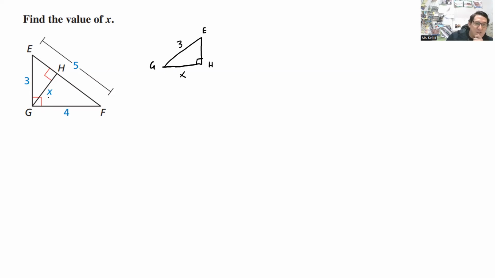The other one, let's see, so we set it up, it's going to be F to G to H. So F, G, H. Right angle at H. And we know HG is X. F to G is 4, and then the whole thing together, and it would have helped.